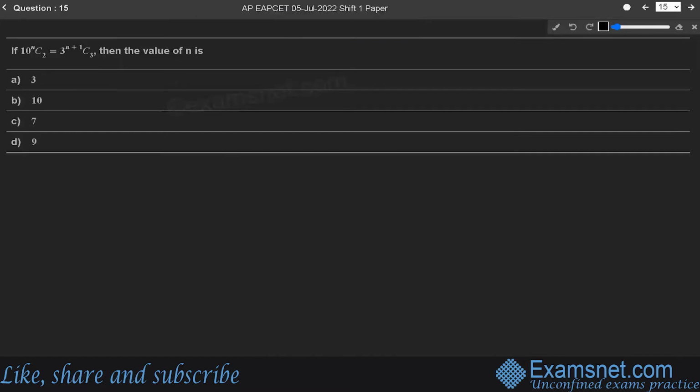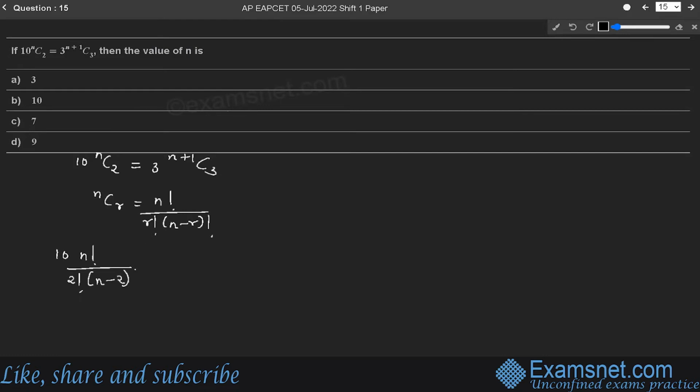Next question is, if 10 NC2 is equal to 3 n plus 1 C3, then the value of n is. We know that nCr can be written as n factorial upon r factorial into n minus r factorial. Applying this formula, it becomes 10 into n factorial divided by 2 factorial into n minus 2 factorial. It is equal to 3 into n plus 1 factorial divided by 3 factorial into n plus 1 minus 3 factorial.